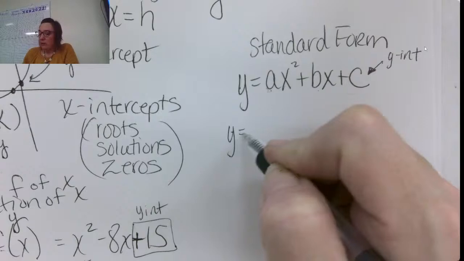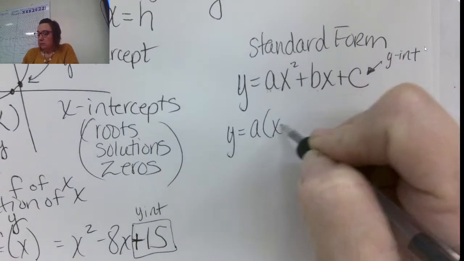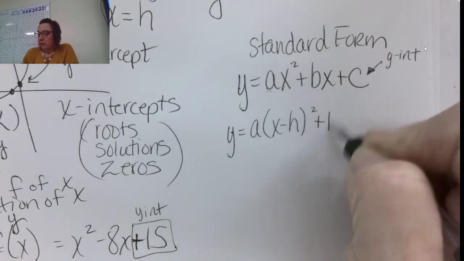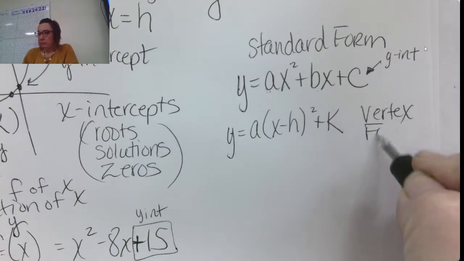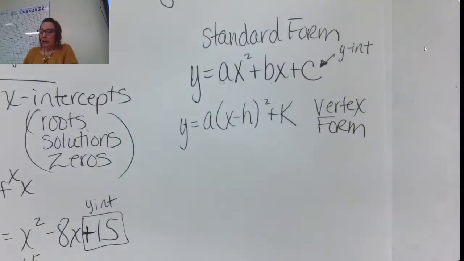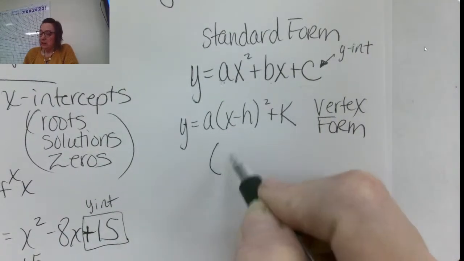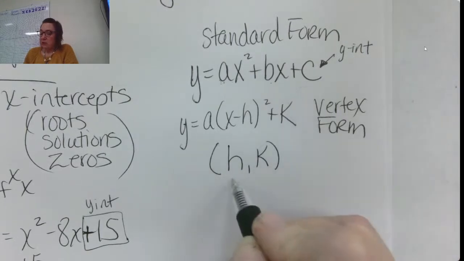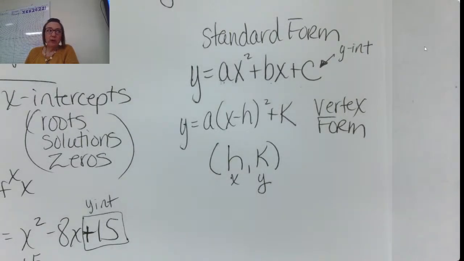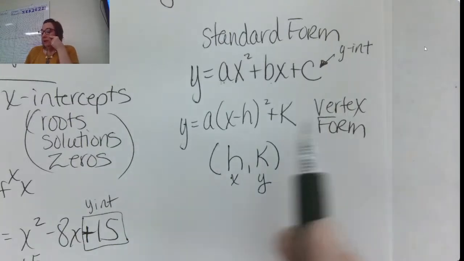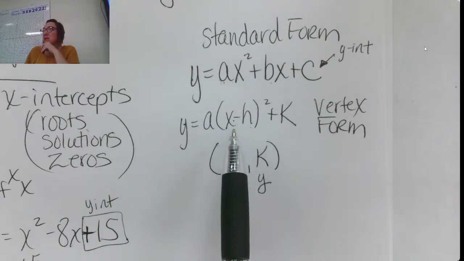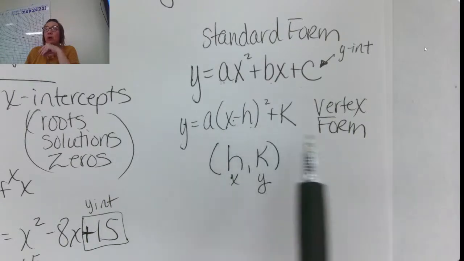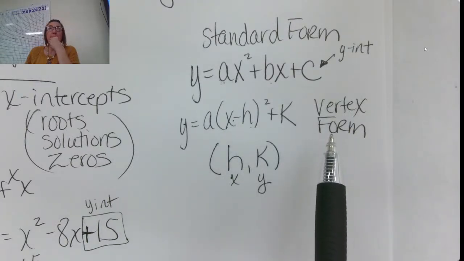We also have another form. This form right here is called vertex form. Okay, now the vertex is the H and the K. This is your X value. This is your Y value of your vertex. I want to point out to you that says minus H, right? So if your equation says X minus 2, what would the value of H be?